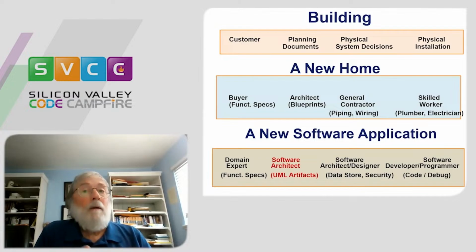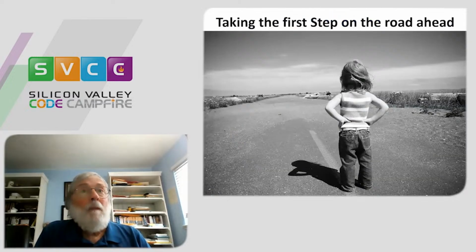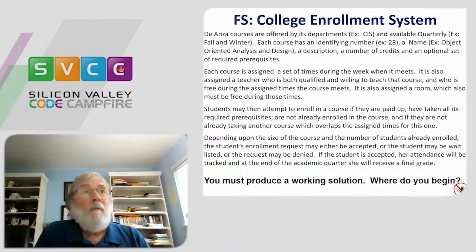And finally, we have the developer, the software programmer, who comes in to code and debug the particular pieces of the application, call them objects, that have been defined. And so taking it together, you have a house. So let's look at an example of an application and see what the thinking is that takes it from the functional specification and starts it on the road toward an application.